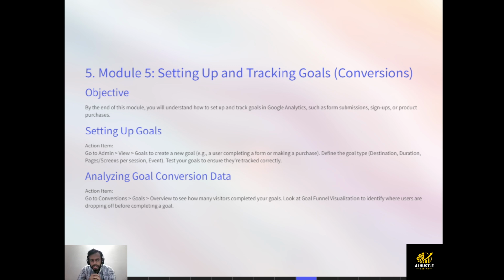Now, I'd like to talk about channel reports and UTM campaigns. In channel reports, you can see how visitors are arriving at your site based on different source categories. By using UTM campaigns, you can track the performance of specific marketing campaigns like email newsletters, paid ads, or promotions. This helps you measure which campaigns are bringing the most traffic and conversions.